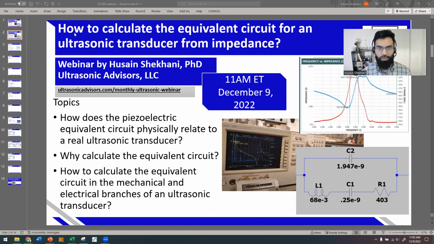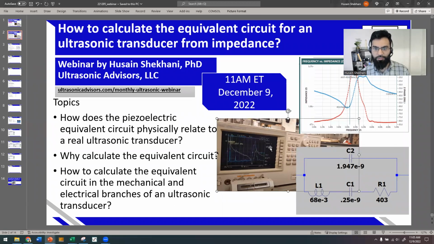Today I'll discuss how to calculate the equivalent circuit for an ultrasonic transducer from impedance. Many of us who use impedance analyzers as seen here know that there's a little switch and a little button that you can navigate to press, and it calculates the equivalent circuit, and you'll get these parameters and it'll fit a line through it. That's not what we're going to do. We're not going to press a button and have it happen. We're actually going to do the calculations.